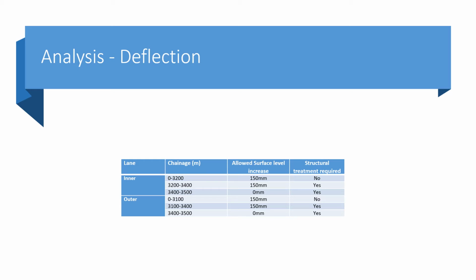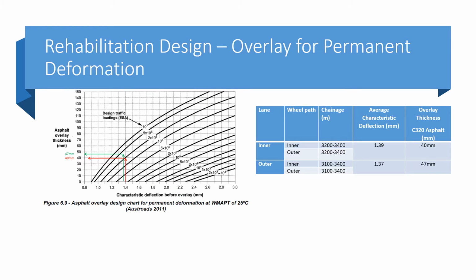Even though the structural overlay is not required for chainage 0 to 3200 along the inner lane and chainage 0 to 3100 along the outer lane, a thin asphalt overlay of 30 millimetres can be considered to reshape the pavement and improve riding comfort. Based on the above estimation, an overlay thickness with a C320 binder can be adopted as 50 millimetres for inhibiting permanent deformation.